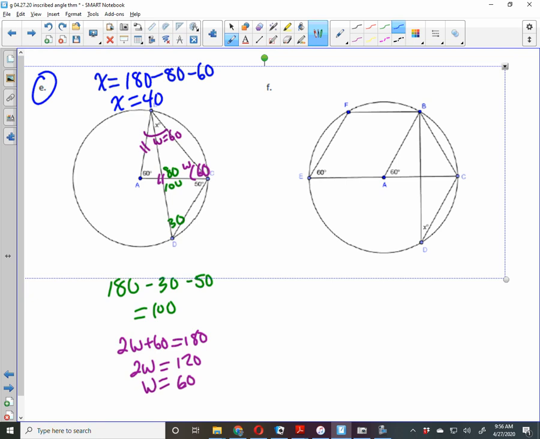All right, F. We are trying to find x, and that isn't too bad because notice we have an intercepted arc. Central angle is 60, so doesn't x have to equal 30 degrees? So some of these are easier than others, and we're done.